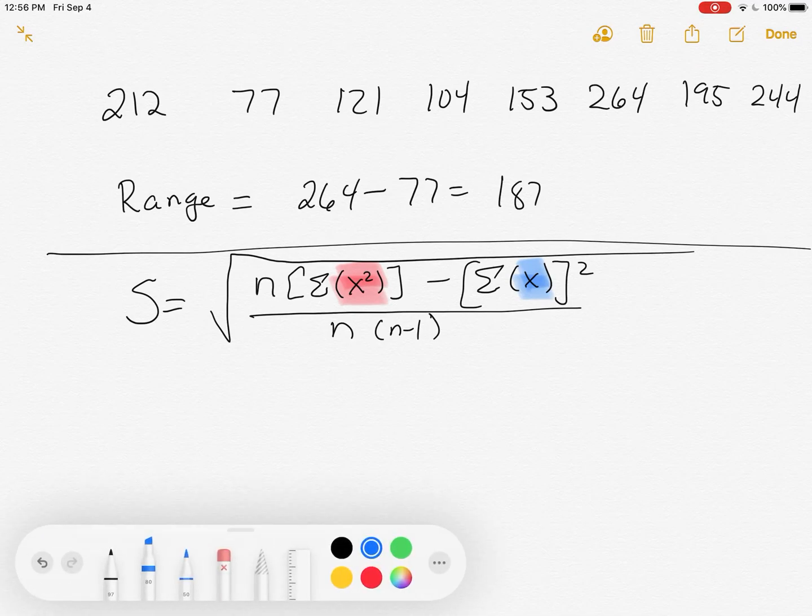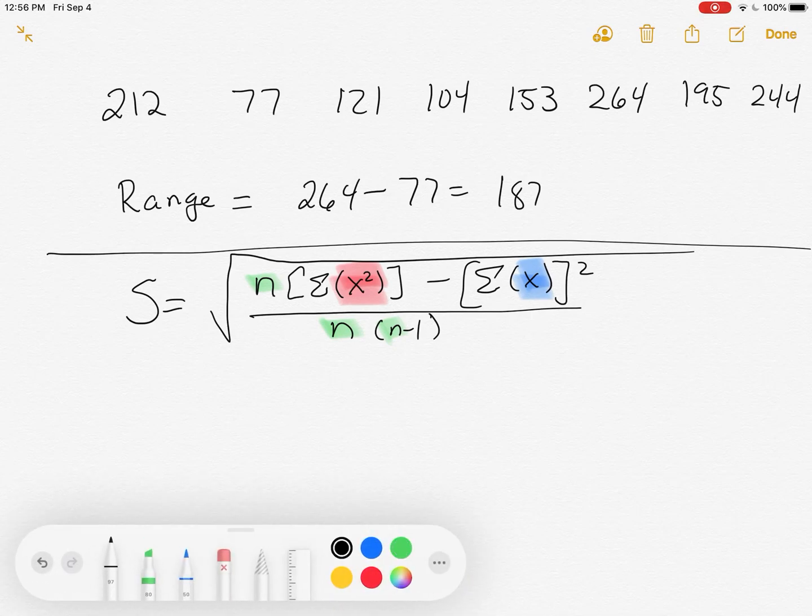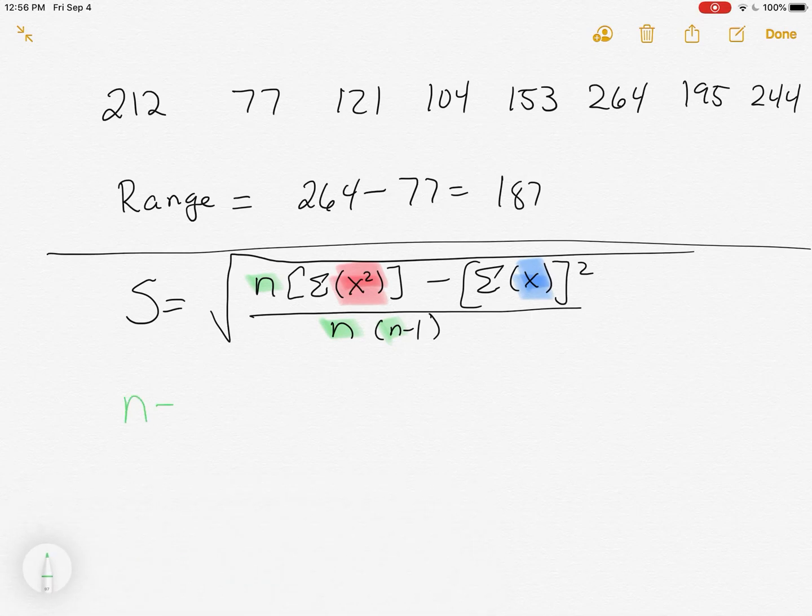The other variable that's in here is n, so I'll highlight that in green. n is the sample size, right? And so what do we know? We know that for our problem, n is 8. There's 8 pieces of data: 1, 2, 3, 4, 5, 6, 7, 8. That's what n always refers to, the sample size.